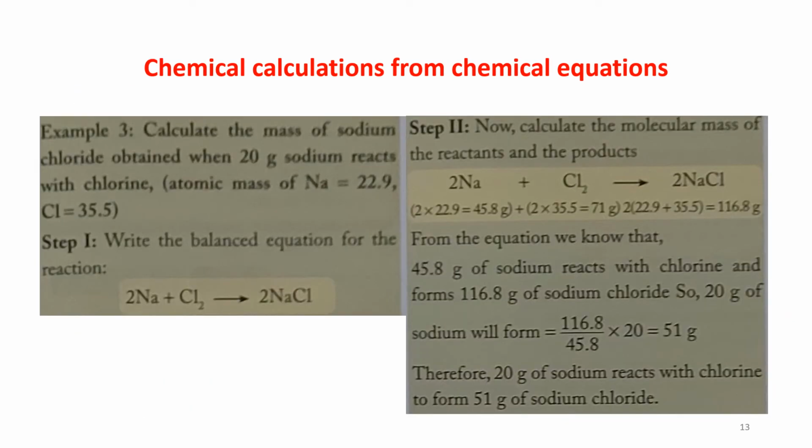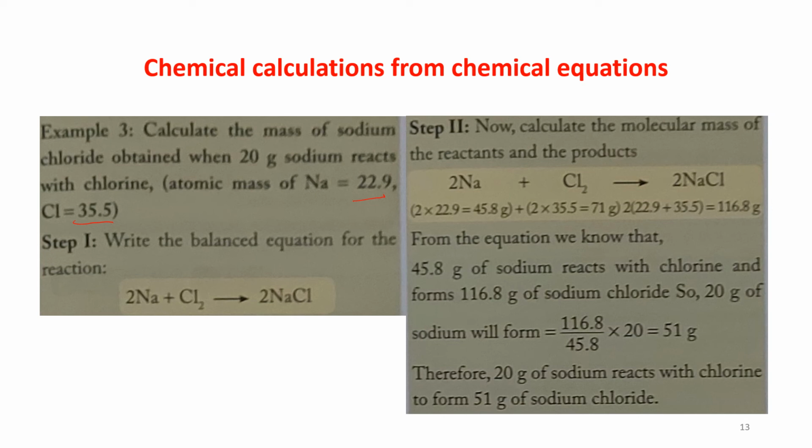Example 3. Calculate the mass of sodium chloride obtained when 20 gram of sodium reacts with chlorine. Atomic mass of sodium is given 22.9 and chlorine is given 35.5. You know that the atomic mass of sodium is 23. But as in the question, the atomic mass of sodium is given 22.9, you will take the atomic mass of sodium as 22.9 only and chlorine is 35.5.